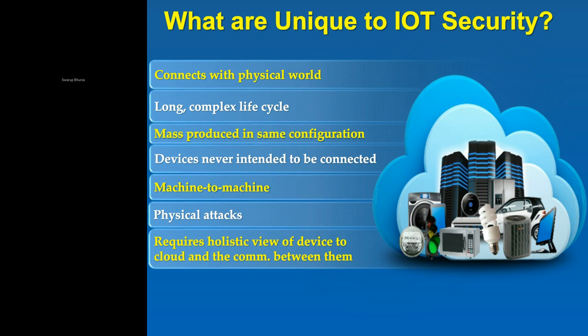Many of these devices, I give you the example of a smart light bulb, are not intended to be connected to the internet, which basically means they do not have the right security protocol built in, and they may not have the right infrastructure in terms of hardware to implement those security protocols.